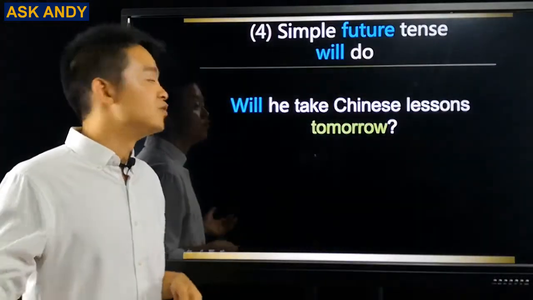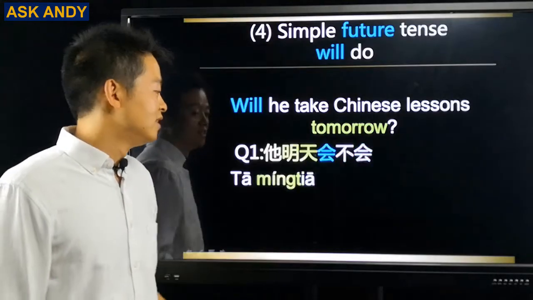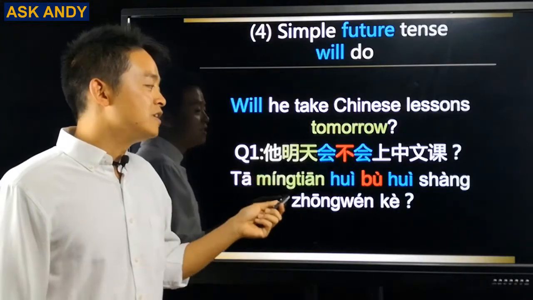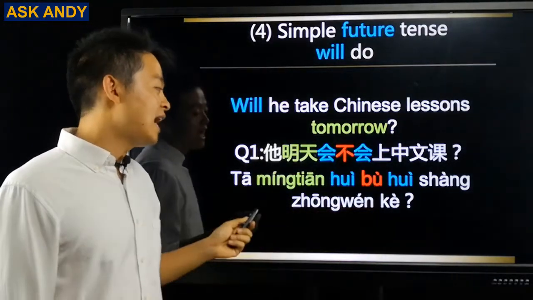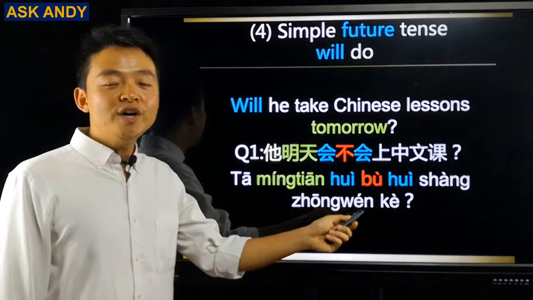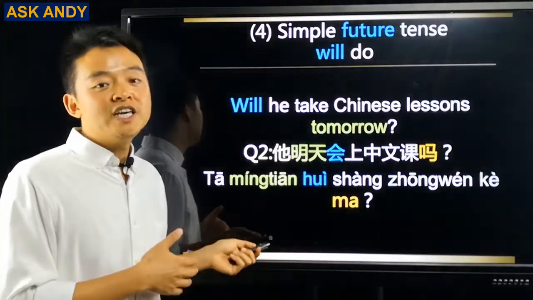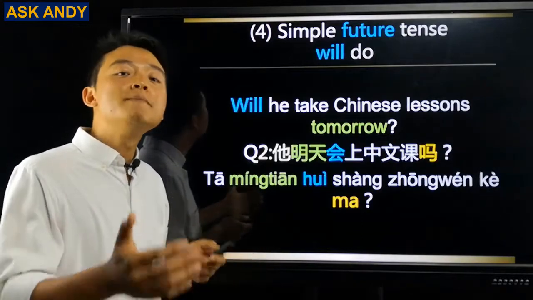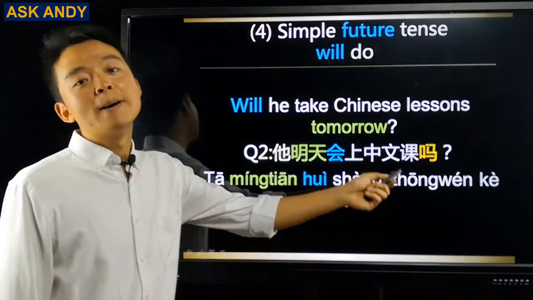Number 4, simple future tense. Will he take Chinese lessons tomorrow? Question 1. 他明天会不会上中文课? Question 2 is 他明天会上中文课吗?